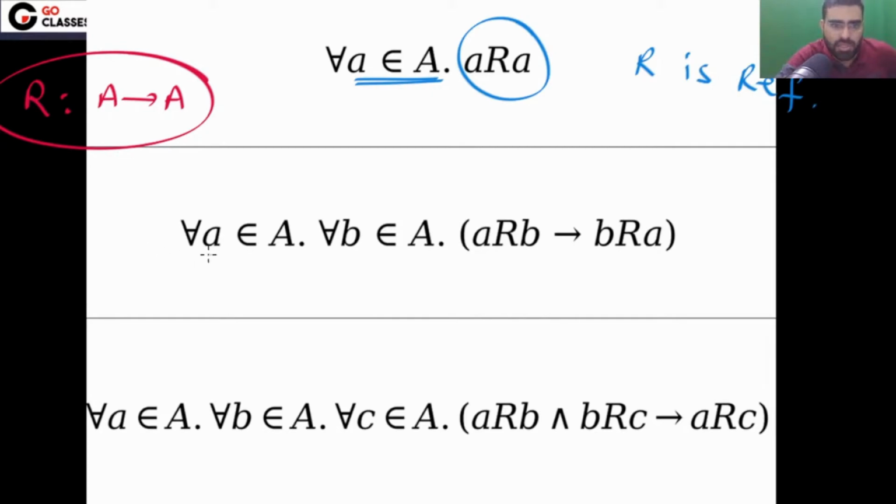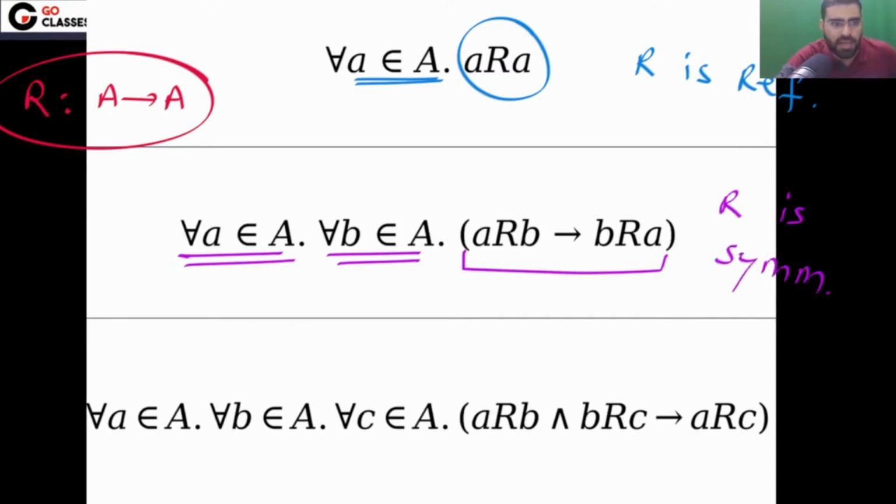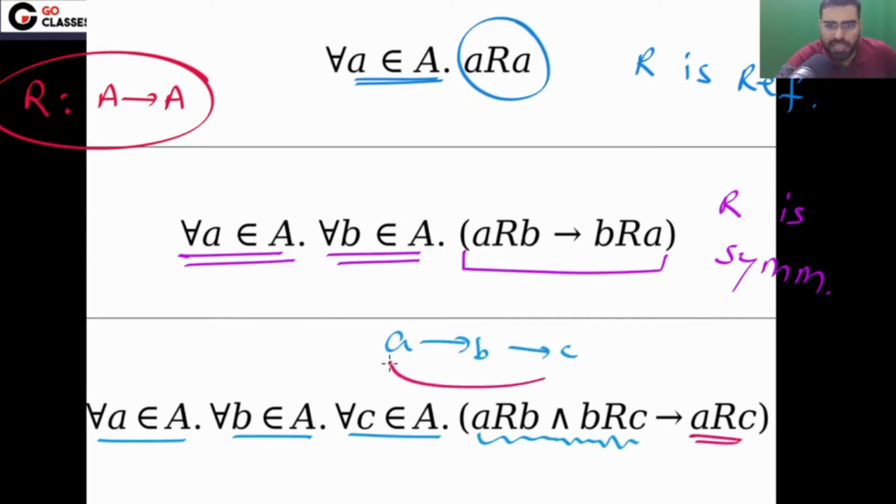Now, for all A, for all B, if A is related to B, then B is related to A, then we will say that R is symmetric. Now the last is for all A, all B, all C, if A is related to B, B is related to C, then what should happen? A should be related to C. This is called the transitive property. So you will say that R is transitive. So very simple, these are the types of relation.